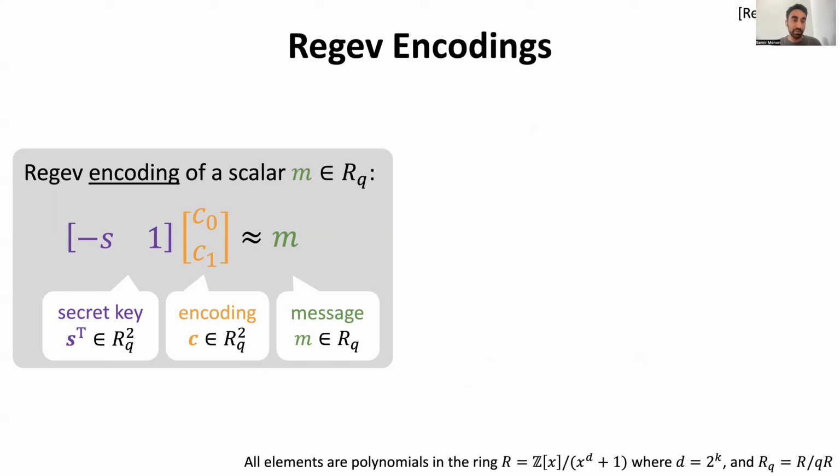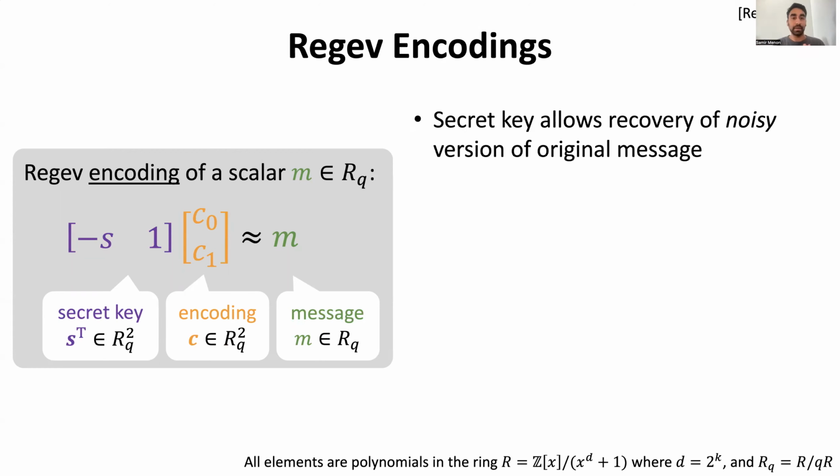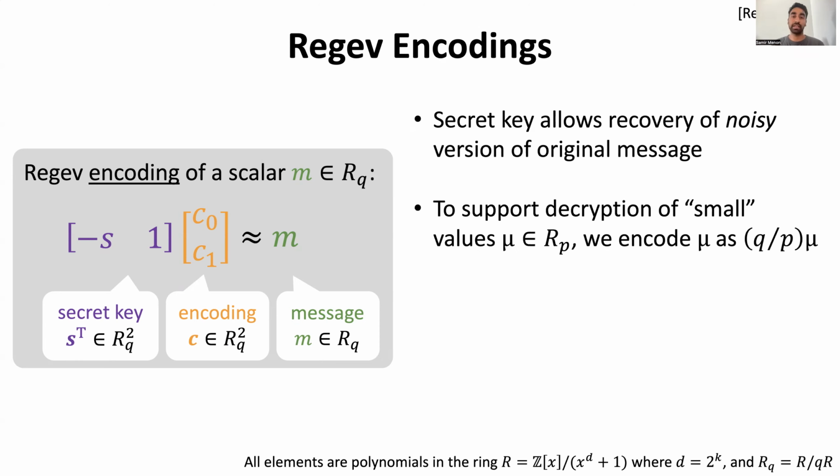But basically, a Regev encoding of a scalar, here we're operating in rings. So a scalar is a single ring element. What it does is let you recover a noisy version of the original message. So that's why we call it an encoding scheme, not necessarily a ciphertext. We're just saying here that when you multiply the secret key by the encoding, you recover some noisy version of the message ring element.